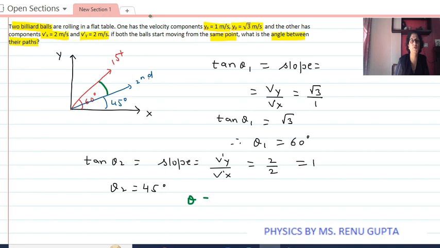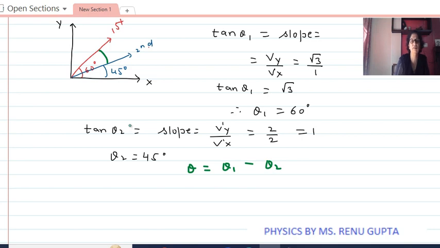Therefore, the angle between two balls is theta 1 minus theta 2, that is equal to 60 minus 45. So the angle between the two balls is 15 degree. That is all for this question.